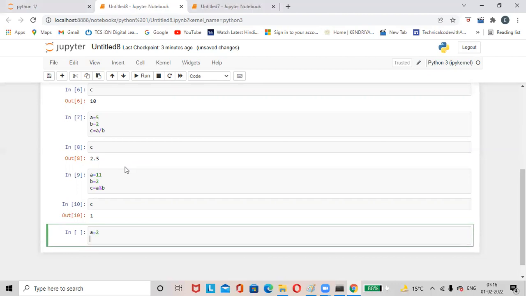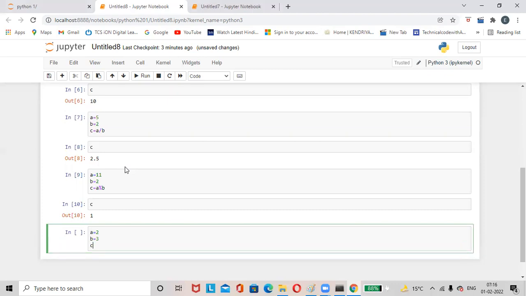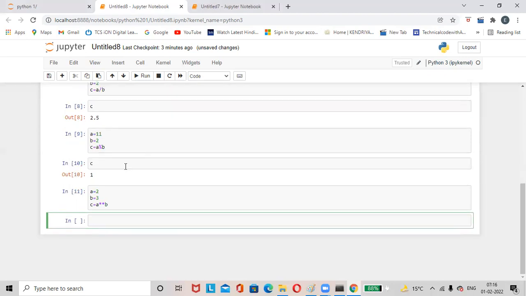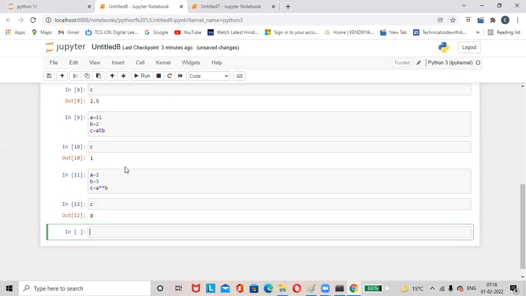Now let us find the exponent value. A equals 2, B equals 3, C equals A exponent of B. Print the value of C. What will be the value of C? 2 power 3. 2 power 3 is 2 2s are 4, 4 2s are 8. So C value is 8 here. Okay, the arithmetic operators are completed. Let us check with assignment operators.